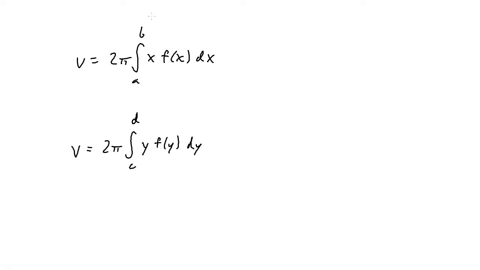Now in the formula, a and b are obviously our bounds, and 2 pi is just a constant. f of x is just going to be the given function, and x acts as the radius from the axis of rotation to the curve.